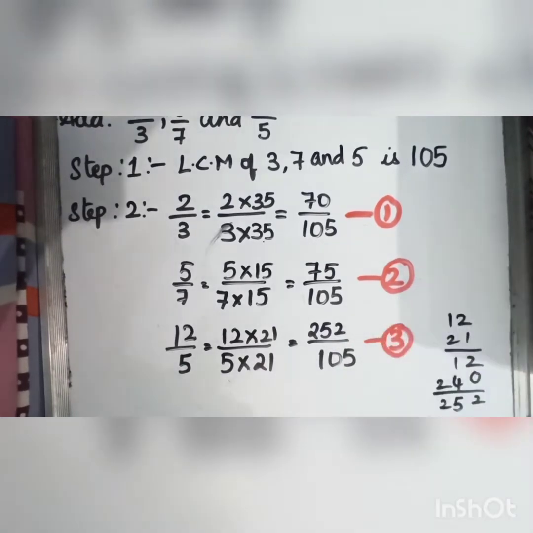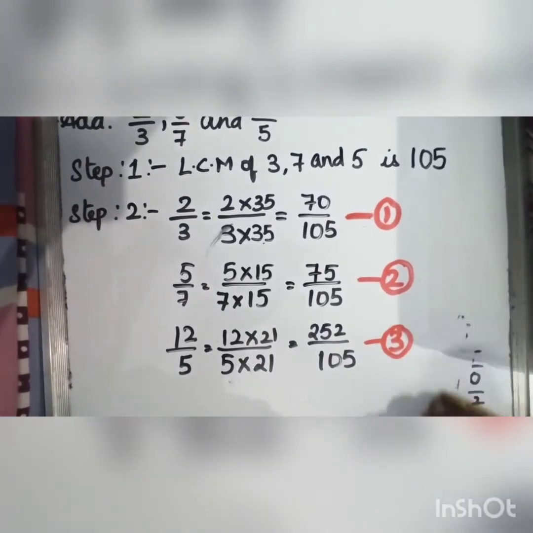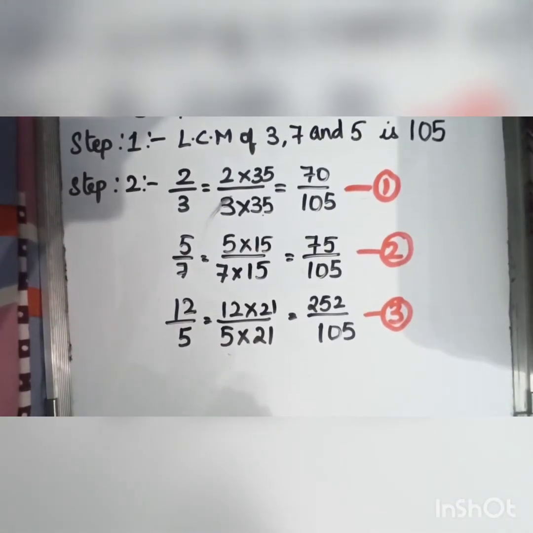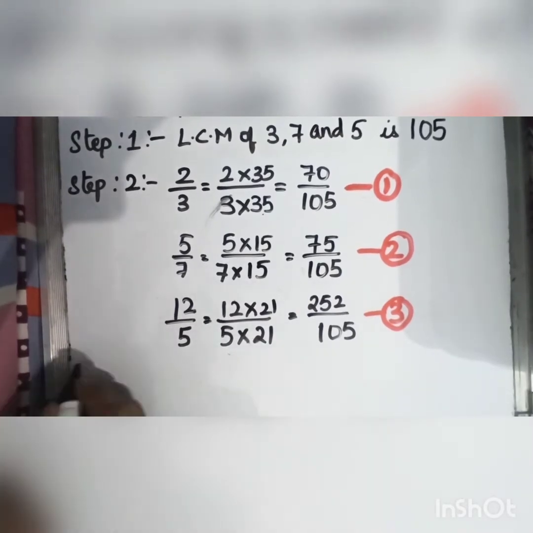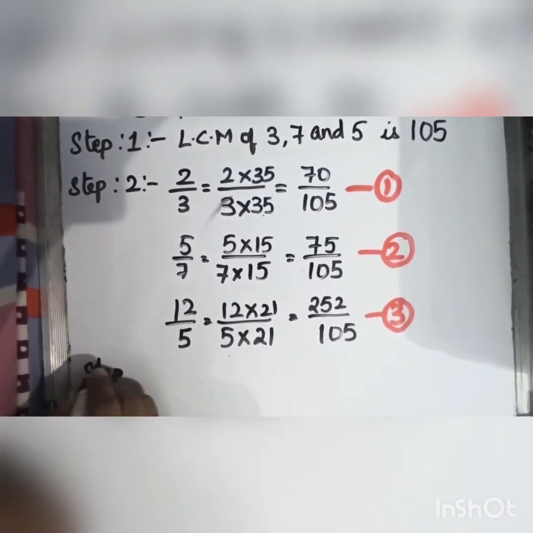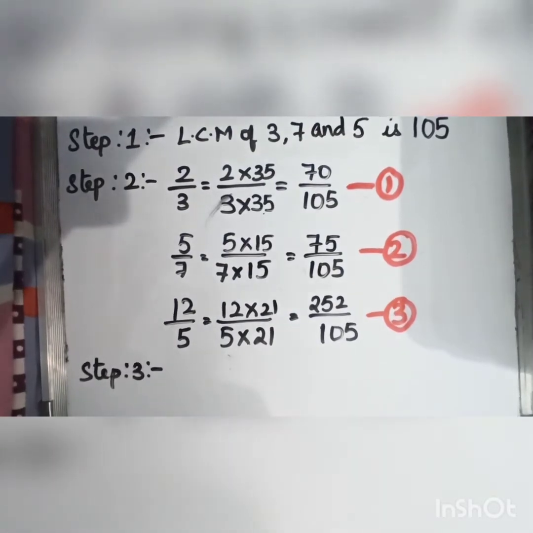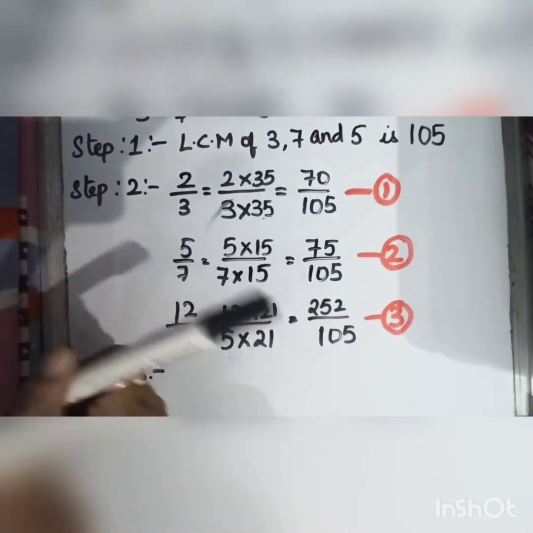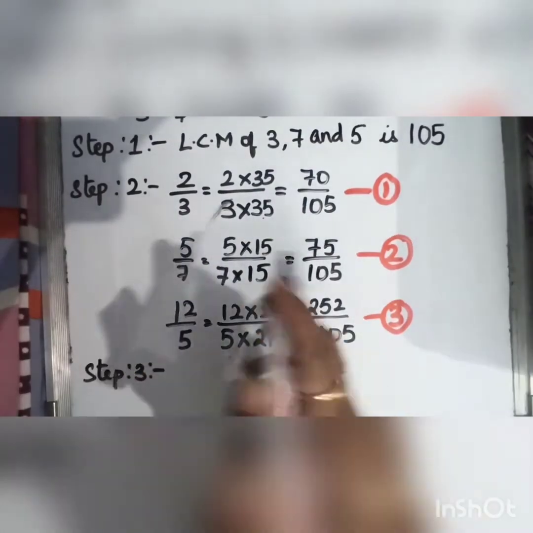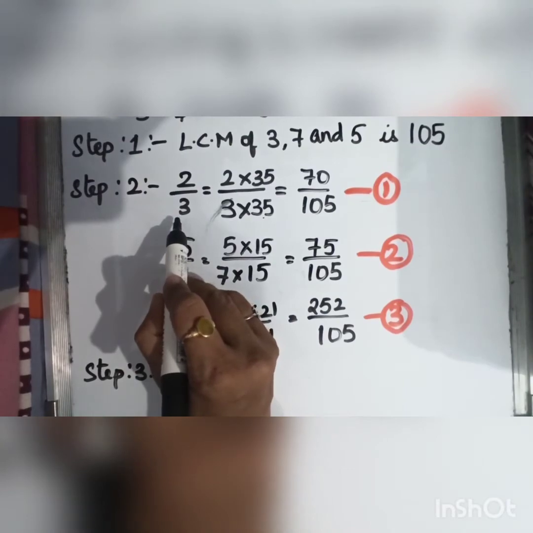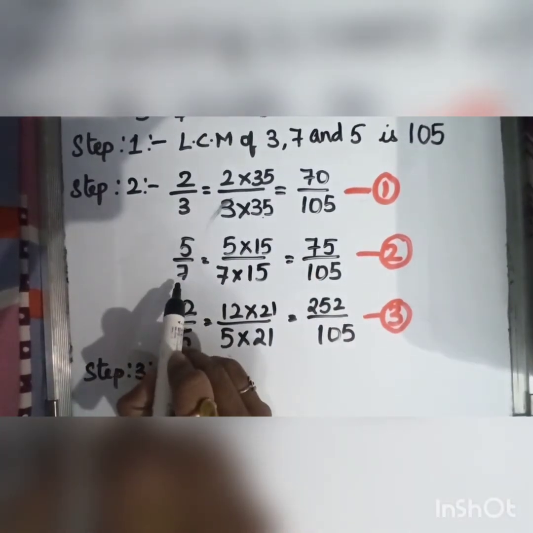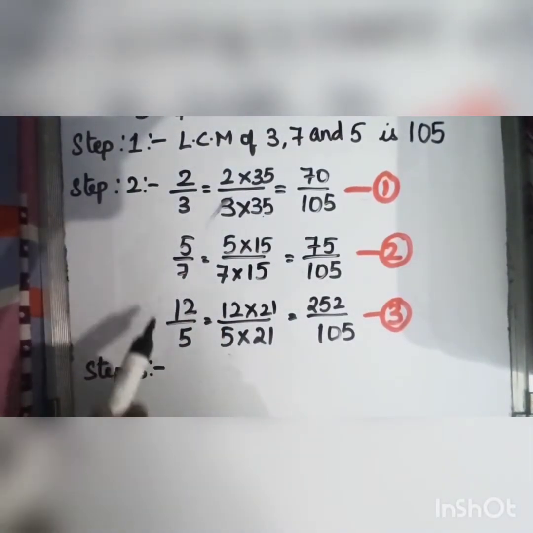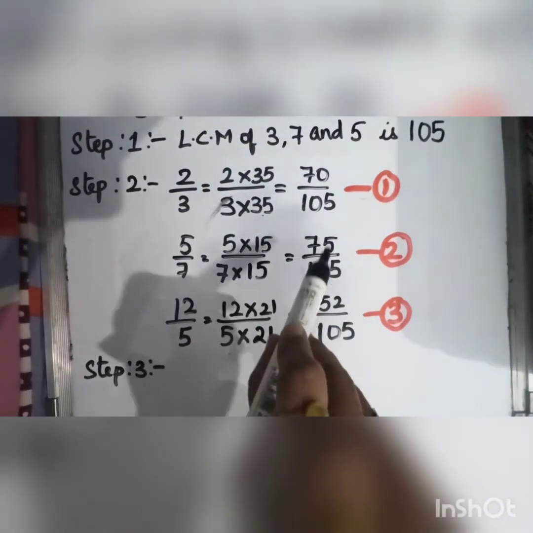Now I have converted the given unlike fractions into like fractions. Can the like fractions be added directly? Yes, we can add the like fractions directly. So what will be my step 3? Step 3 is the last one. We have to add the converted like fractions. 2 by 3, 5 by 7 and 12 by 5 were the given unlike fractions. Do I have to add these? No, because I cannot add these. I converted them into like fractions.